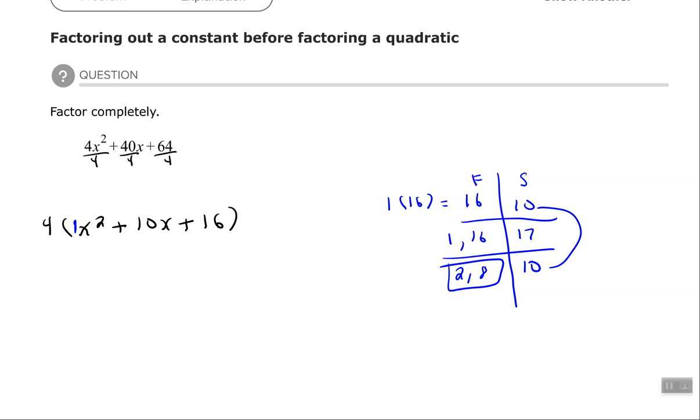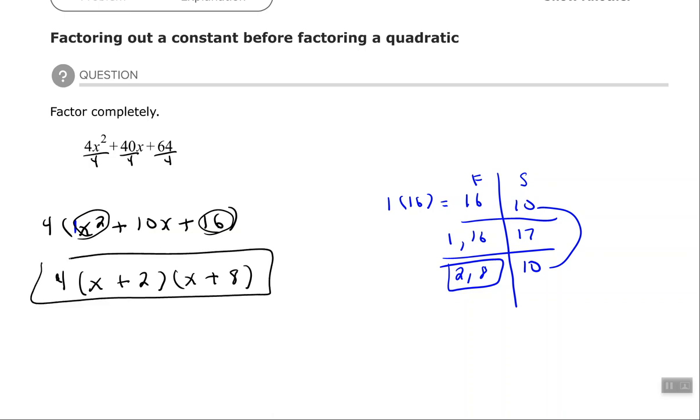So now I'm going to take the 2 and the 8 back over and create 2 sets of parentheses, splitting up the x squared in the first set, the 1x squared in the first place of each parentheses, and then splitting up the factors of that last term that we found of 2 and 8 in the last place. And then that is completely factored.